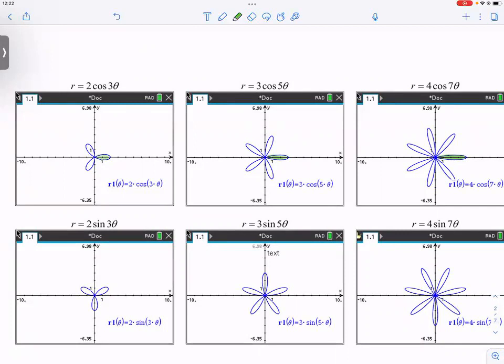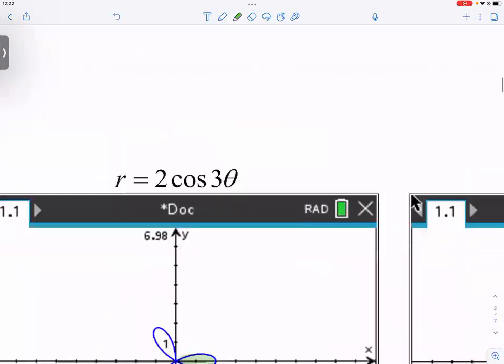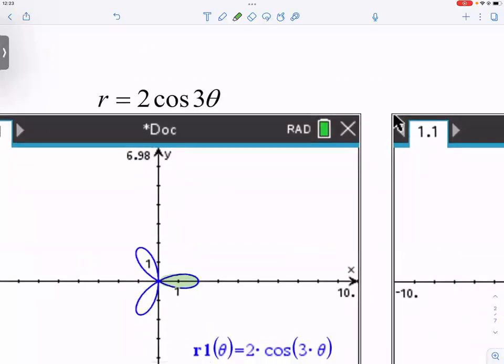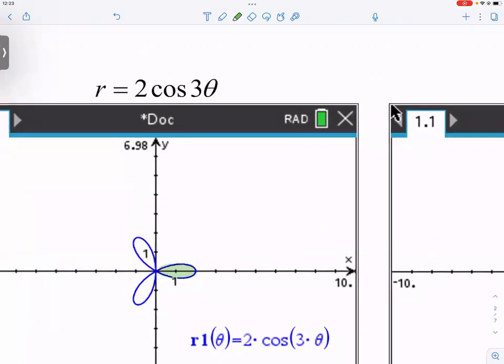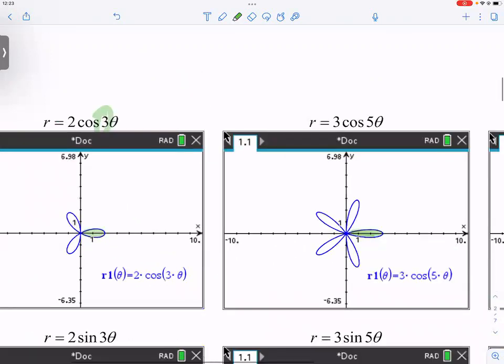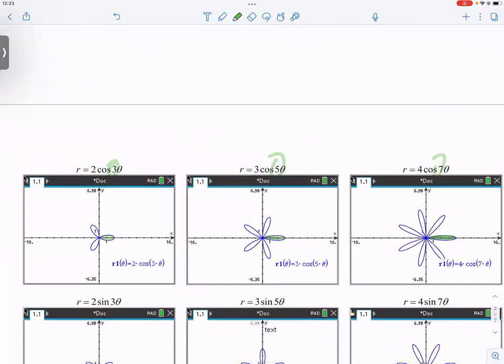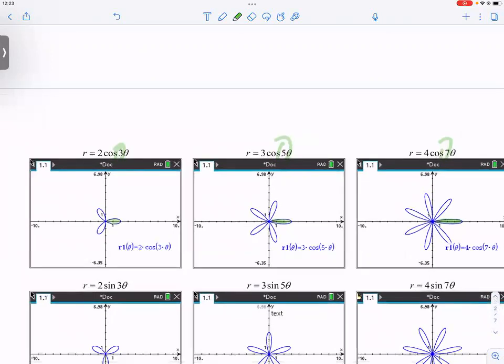The number inside a trig function, or in a more direct way to describe it, the number that's in front of the theta. In front of theta, that's what's happening. So if you see this number is 3, then you have 3 petals. This is 5, you have 5 petals. This is 7, you got 7 petals. So that's very easy to tell.